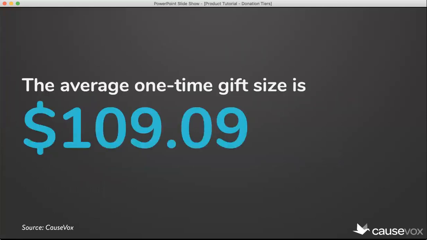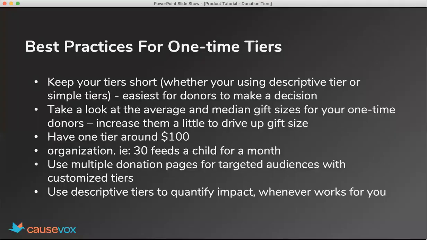Something that I thought was really interesting when you're thinking about setting up your donation tiers is that the average one-time gift size on CauseVox is $109.09. That's what we've seen across the board this whole year so far. So when you're thinking about your donation tiers, that's something to keep in mind. When you're setting up your one-time tiers, there are a few best practices that help you make the most of our donation tiers so that you can drive more donations.